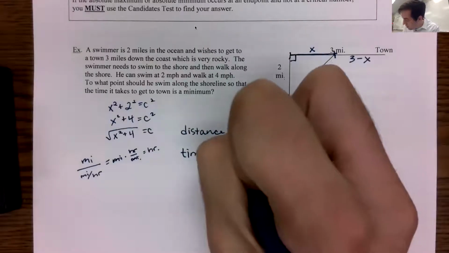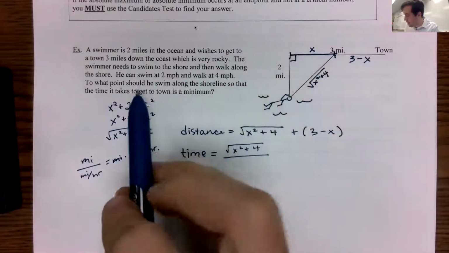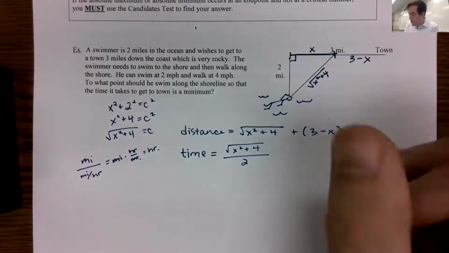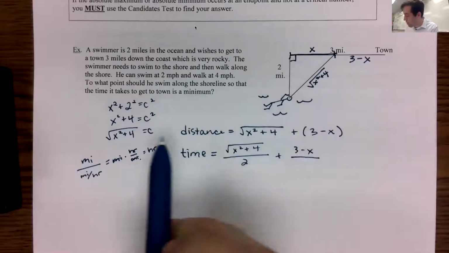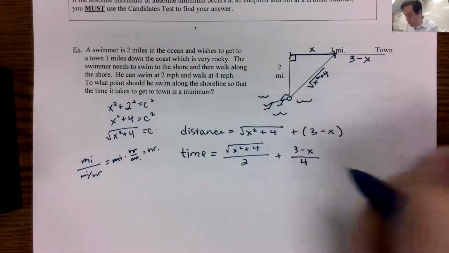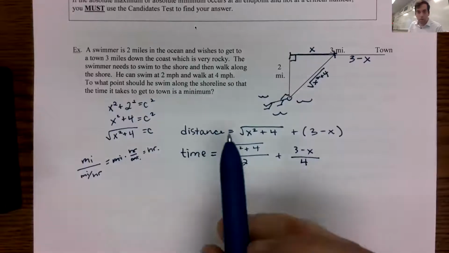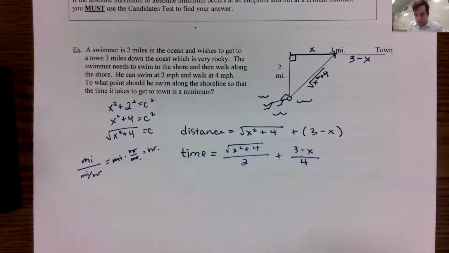So we're going to take that's x, square root of x squared plus 4, divided by how fast we can swim, which is 2 miles per hour. And we're going to take the 3 minus x and divide by how fast we can walk, which is 4 miles per hour. So we have our time, right? The part that we swim, we divide by 2. The part that we walk, we divide by 4. And what we want to do is minimize that time.